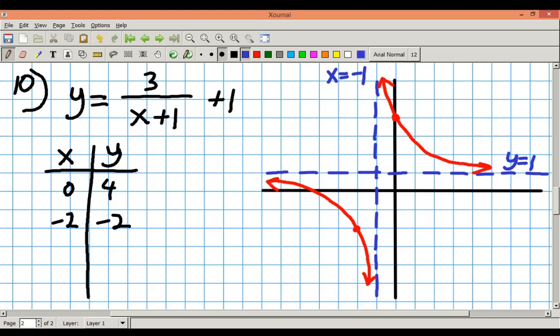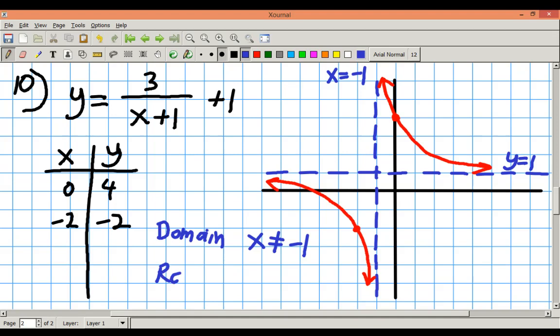Now they want, as usual, the domain and range, which are easy to find from the asymptotes. So the domain is what can x be? Well, x can be everything you want it to be, except look at your vertical asymptote. x cannot be -1. So we just write the domain: x is not equal to -1. And again, you can see that from the equation. If you put -1 in for x, you cause that fraction to be dividing by 0, which is not allowed. So x cannot be -1.